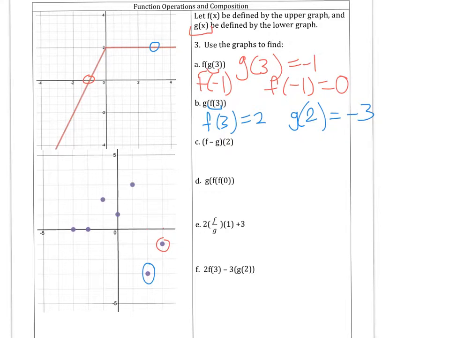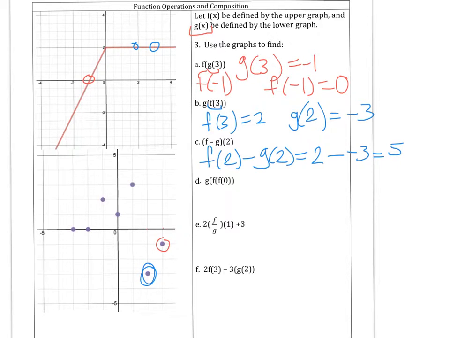F minus g of 2, in other words, f of 2 minus g of 2. Well, f of 2 is 2. G of 2 is negative 3. 2 minus negative 3 is 5.